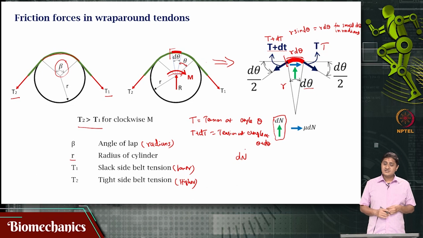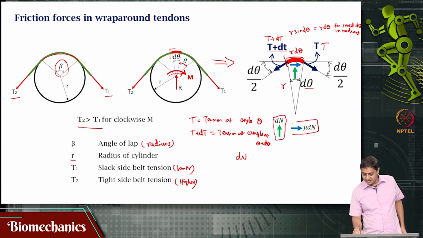If the normal force is dN, what is the frictional force? Well, for coefficient of friction mu, the frictional force would be mu dN, that is drawn and shown in blue here. Okay. That is the frictional force, which is mu dN. dN is the normal force, mu dN is the frictional force.